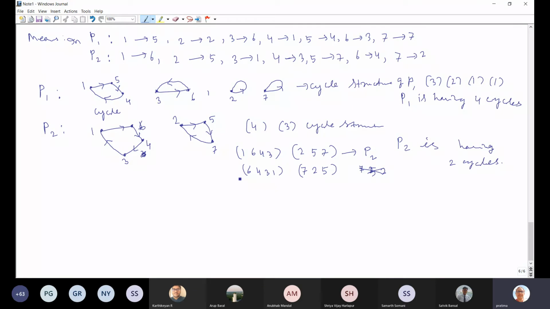and number of cycles in P2. Okay. So now we can give the definition of Stirling number of first kind.